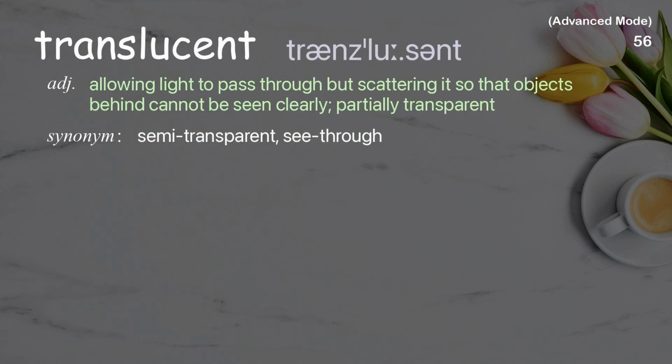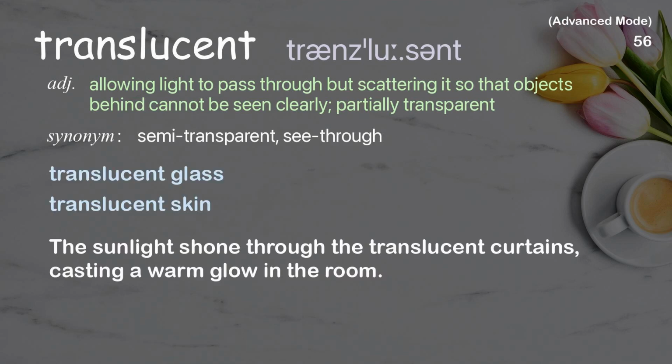Translucent. Allowing light to pass through, but scattering it so that objects behind cannot be seen clearly, partially transparent. Examples: Translucent glass. Translucent skin. The sunlight shone through the translucent curtains, casting a warm glow in the room.